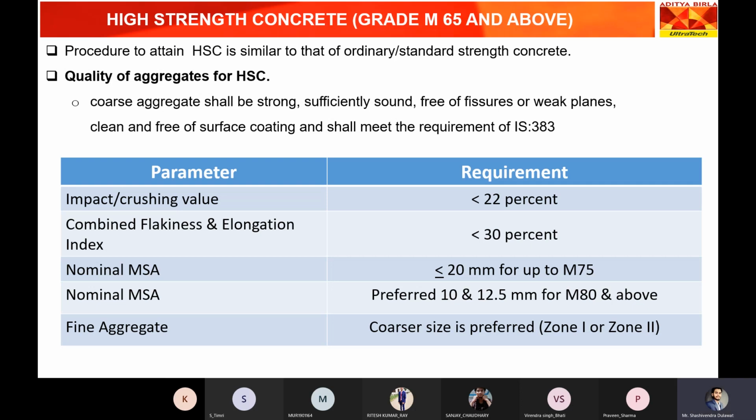Okay, so impact and crushing value. While you studied in the fifth semester, you had transportation engineering, so at that time you performed the aggregate impact value and the aggregate crushing value. Similarly, flakiness and elongation. So flakiness, elongation, and impact mean the shape and size of coarse aggregate.